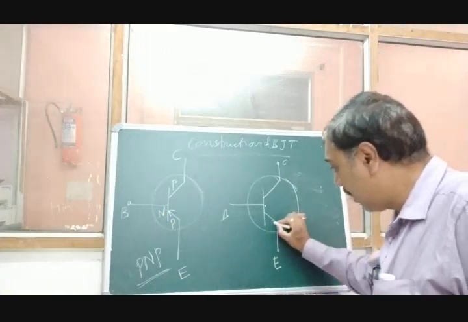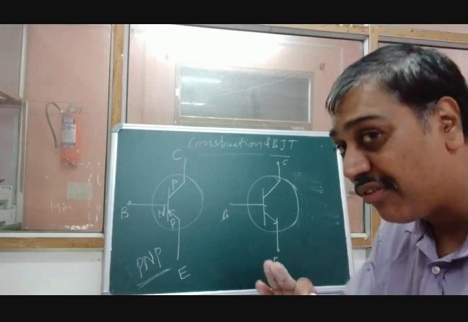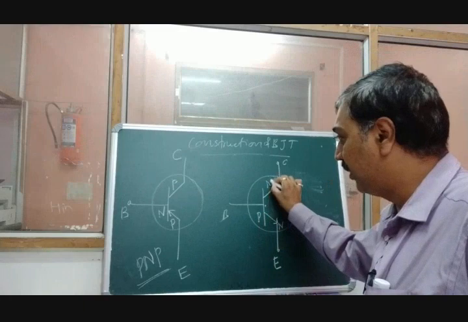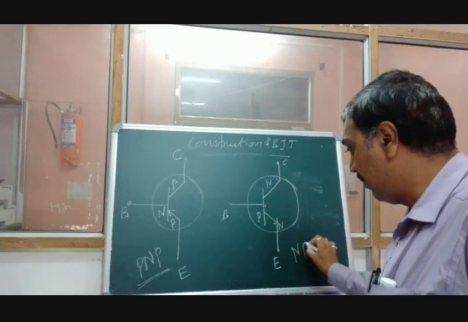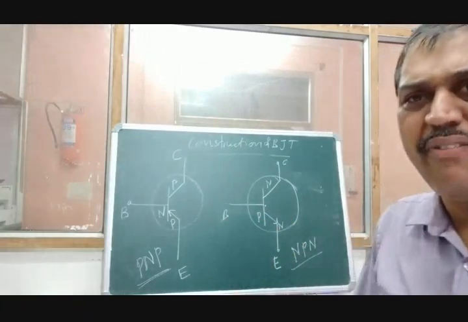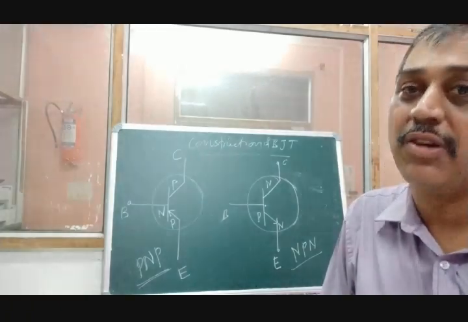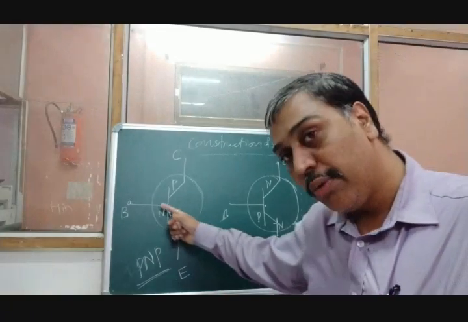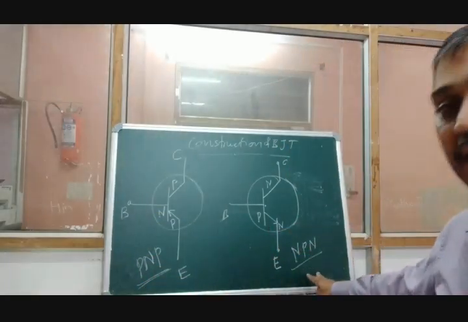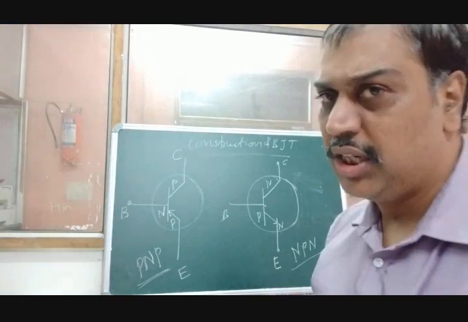Suppose the arrow is coming outward, away from the base. Current flows from positive to negative. This is positive, this is negative, so this must be negative. It is said to be an NPN transistor. So whenever you get such a symbol in an electrical circuit, it means a transistor was connected. If the arrow is moving toward the base, it is a PNP transistor. If it is coming out, it is an NPN transistor. I hope you got the idea about the symbol of the transistor.